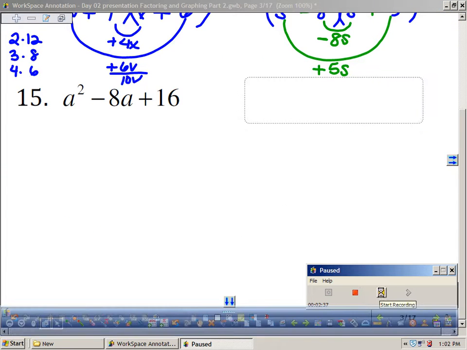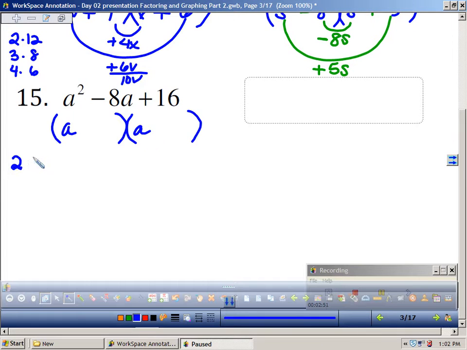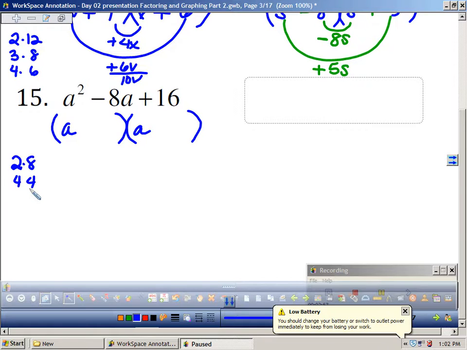Okay, so let's check this one out. Let me change my color. Okay. So I have an a and an a makes a squared. Let's start going through. 2 times 8, is that going to get me an 8? No. 3 doesn't work. A 4 and a 4? 4 and a 4 is going to get me 8. So I need to make 4a.